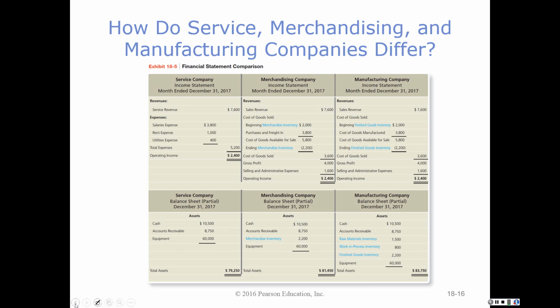If you will take a look with me here, our service company. Remember, they're selling a product. They're selling their service, their knowledge, whatever that happens to be. So we have our service revenue, and typically it involves the salaries of the people providing the service, the rent of our building, wherever we happen to be. If we're looking at the merchandising company, on the other hand, we're going to have sales revenue, but we also have something called cost of goods sold. Notice we don't see that on the service company. Now we're also going to see cost of goods sold in the manufacturing company.